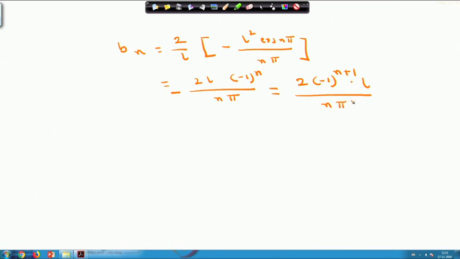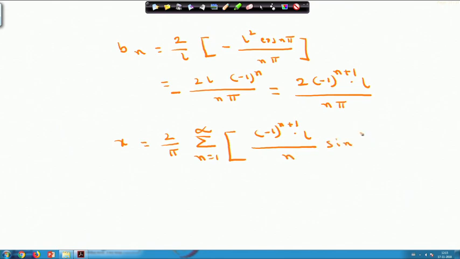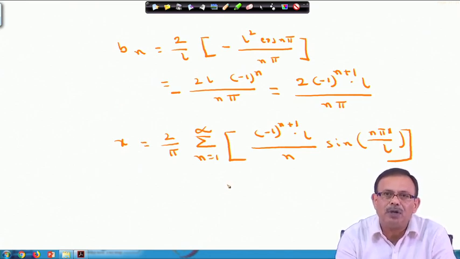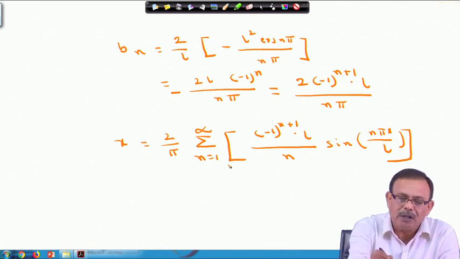by n pi. So, the Fourier series of the function f(x) I can define as 2 by pi summation n equals 1 to infinity, minus 1 to the power n plus 1 into L by n into sin of n pi x by L. So, the Fourier series of the function f(x) equals x, which is an odd function, equals 2 by pi summation n equals 1 to infinity minus 1 to the power n plus 1 into L by n into sin n pi x by L.